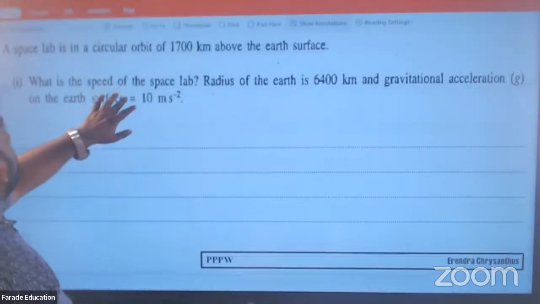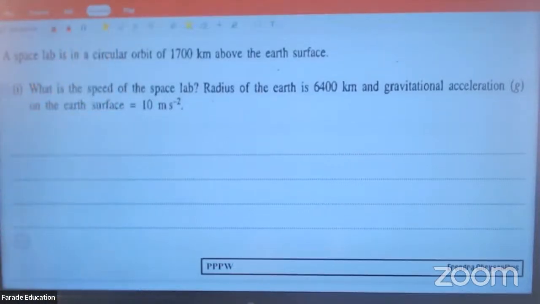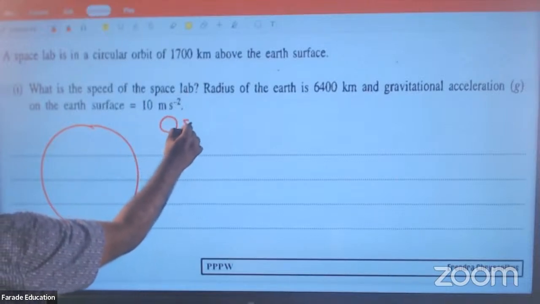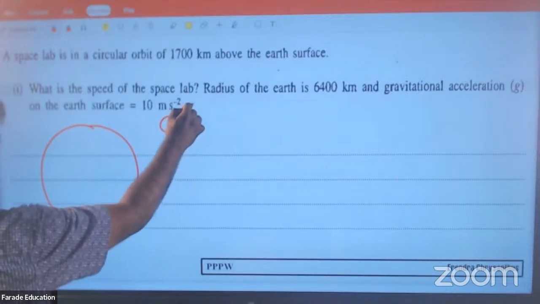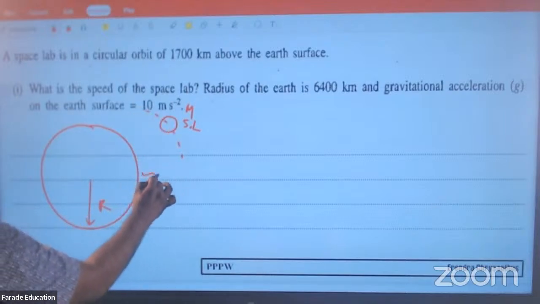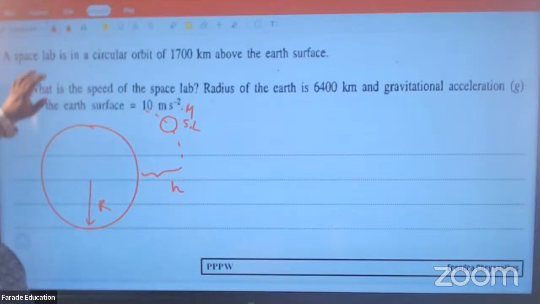Essay question. Gravitational fields question. Look at it carefully. What is the speed of the space lab? Radius of the Earth is 6,400 kilometers. Gravitational acceleration on the Earth's surface is 10. So here the space lab is here. Mass of the space lab is there. Radius of the Earth is R. Height is H.